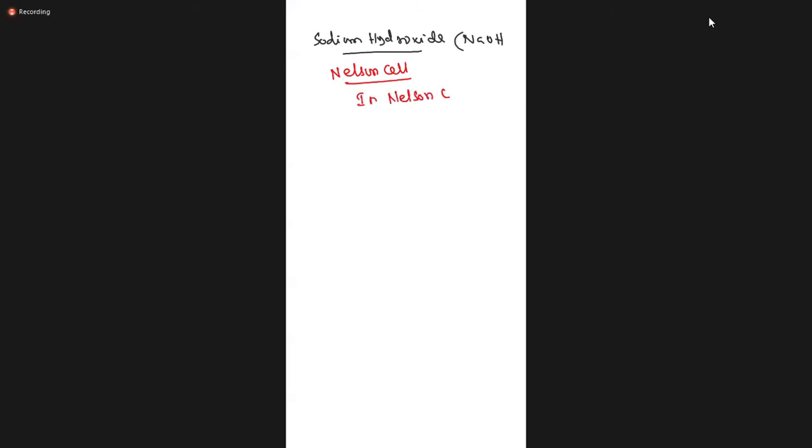In the Nelson cell, an aqueous solution of sodium chloride, NaCl solution. Sir, what is this Nelson cell, sir? This is the preparation of sodium hydroxide, the Nelson cell process. So in the Nelson cell, the aqueous solution of sodium chloride is the electrolyte. Sodium chloride solution is electrolyzed.